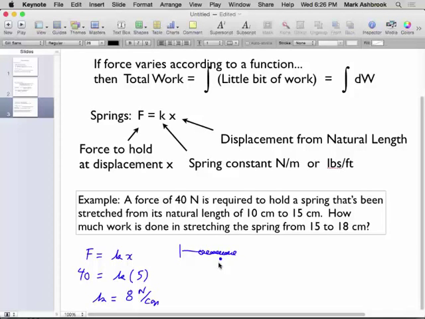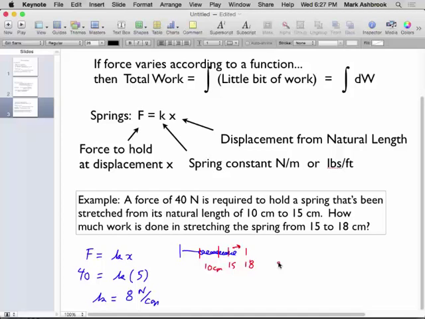Okay, so we got the natural length is 10. And then we're going to stretch from 15 to 18. I'm showing it on the way, as we're stretching it somewhere in the middle. So the natural length is 10, and we're going to stretch from 15 to 18.